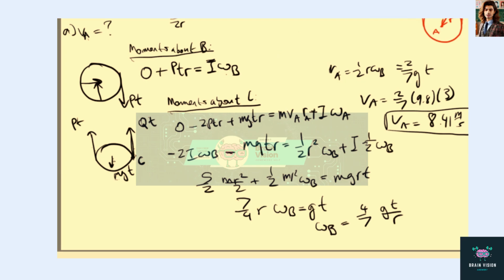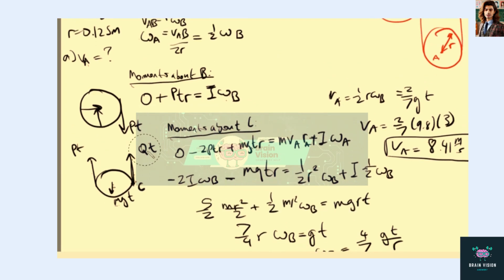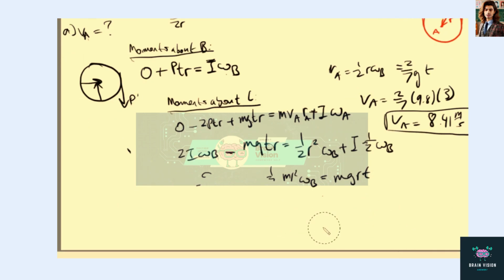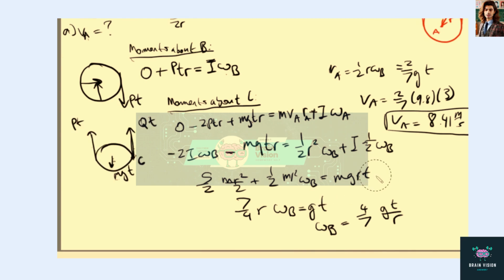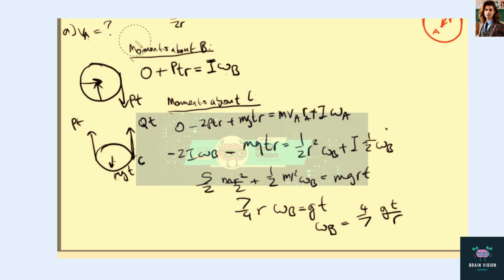Next, we want to solve for P, which is the tension force between the 2 spools. So fortunately, we can use some of the information that we already have here. So we're going to use this equation right here. So PTR is equal to, we now know omega b is equal to 4/7 gt over r. So that gives us, we can cross off these guys.